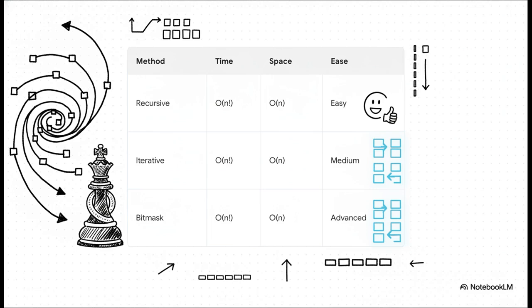However, space complexity is an incredibly lightweight O of n for all of them, mainly because we're only storing 1D arrays and stack depths equal to the number of rows. Ultimately, the recursive way is by far the easiest for beginners to grasp, while the iterative method is a fantastic intermediate step to really deeply understand depth-first state management.